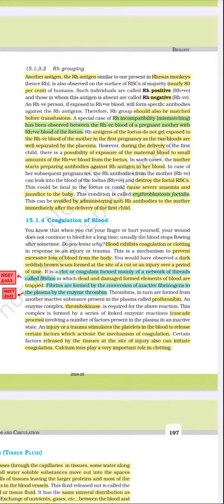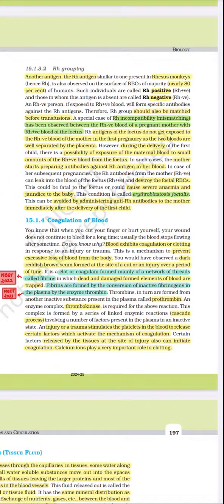Rh incompatibility mismatch has been observed between the Rh negative blood of a pregnant mother and the Rh positive blood of the fetus. The Rh antigen of the fetus does not get exposed to the Rh negative blood of the mother in the first pregnancy, as the two bloods are well separated by the placenta. During the delivery of the first child, there is a possibility of exposure of the maternal blood to small amounts of Rh positive blood from the fetus.